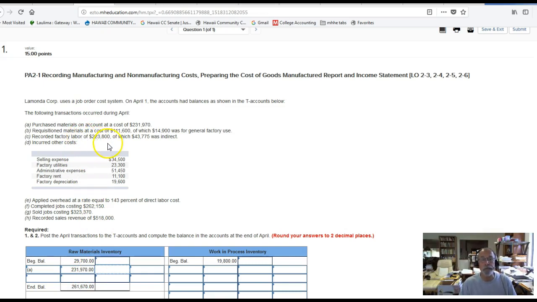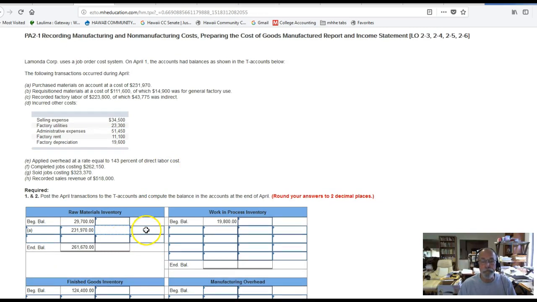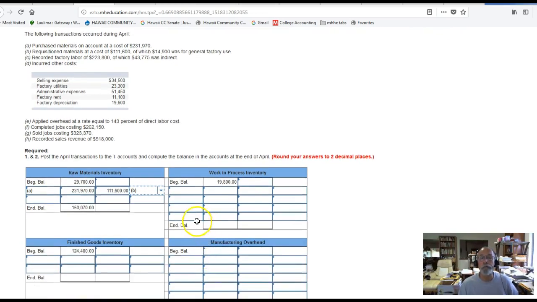Transaction B, requisition materials at a cost of $111,600. So in job costing, when we requisition materials, we essentially take those materials out of inventory. So we are requisitioning materials at a cost of $111,600. So we credit inventory for $111,600. And our debit is going to be to two accounts, since part of that material requisition was for direct materials and part of it was for indirect materials, those materials identified as for general factory use. So we're going to have to subtract that $14,900 from the $111,600.